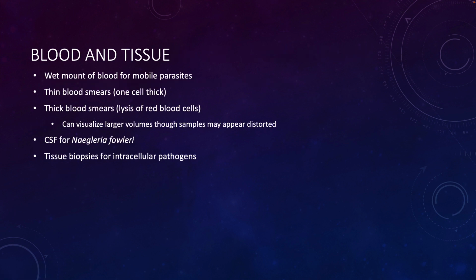For blood, a wet mount of the blood, if you think that the parasite might be mobile. You can do thin blood smears, which are 1 cell thick, especially if you have high parasite density. But if you have a lower parasite density, you might have to do what's called a thick blood smear. That allows you to see larger volumes, but sometimes it can be distorted when you're looking at it under the scope. If you suspect a patient has Naegleria fowleri, you would do a spinal tap and you would see the parasite in the cerebrospinal fluid. This is sometimes called the brain-eating amoeba. And you can do tissue biopsies for potential intracellular pathogens like leishmaniasis.